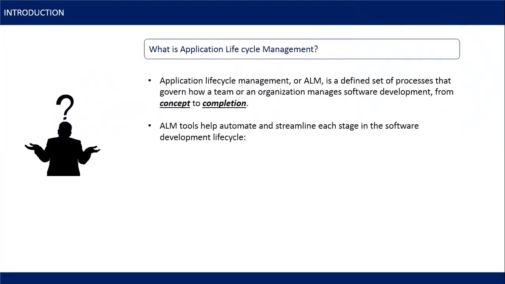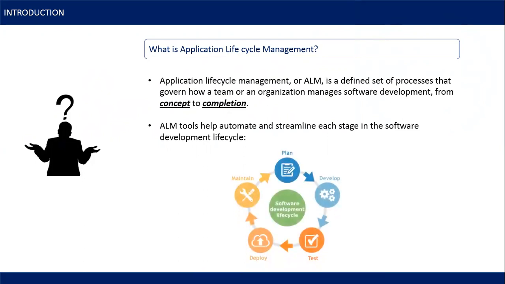Introduction. What is application lifecycle management, or ALM as it is typically called by people in the software industry? It's a defined set of processes that govern how to organize a team or manage software development from concept to completion, from the initial stage to completing the project. ALM tools help automate and streamline each stage in the software development lifecycle, like planning, developing the software, testing it, deploying it on servers, and maintaining it further for any future changes.